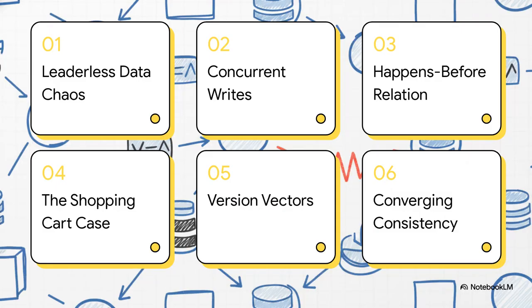Here is what we're going to cover today. First, the leaderless data chaos. Second, defining concurrent writes. Third, the happens before relationship. Fourth, the shopping cart case. Fifth, scaling with version vectors. And finally, number 6, converging on consistency.